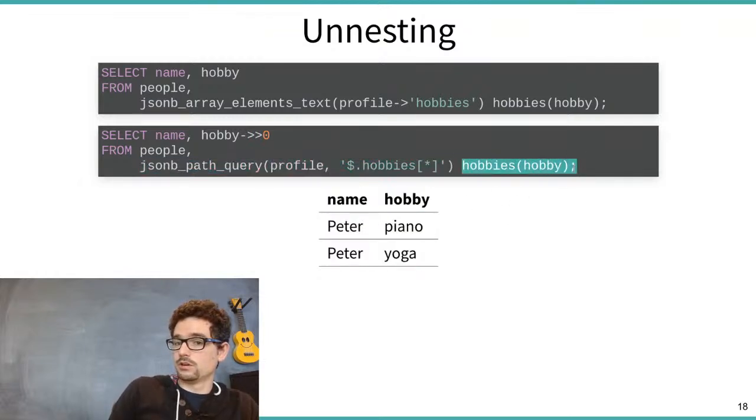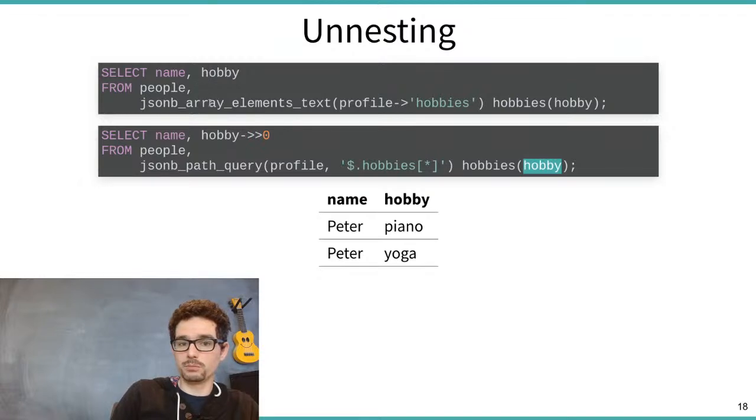This is just an alias for the table. So I call this table people. I don't give it an alias. You could say people P or something. And here I say this table I call hobbies, and the one column is called hobby.